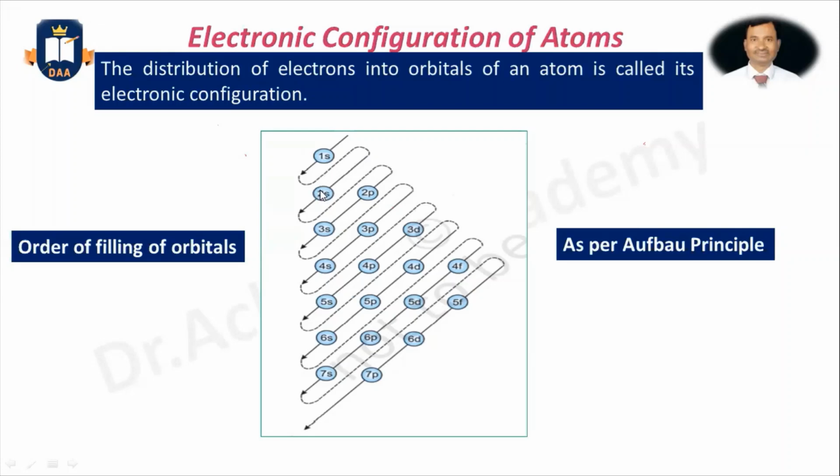2s means 2 is the principal quantum number and s is the sharp shell as per the azimuthal quantum number, what I already discussed. So for the order of filling of the orbitals, it will come in this way: first 1s, then 2s, then 2p, then 3s, then 3p, then 4s, then 4d. In this way, the electrons will be filled in orbitals.